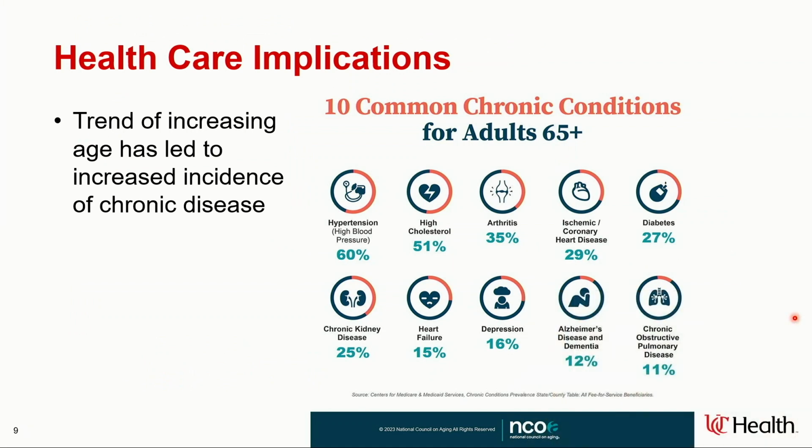And what are the healthcare implications of getting older, right? So basically, as people are living longer and our patients are getting older, there's a higher incidence of many chronic diseases. The common ones are listed up here: high blood pressure, high cholesterol, arthritis, heart disease, diabetes, chronic kidney disease, heart failure, depression, Alzheimer's, and COPD. These are all chronic and potentially complex medical conditions that are becoming more and more common as we have an older population.